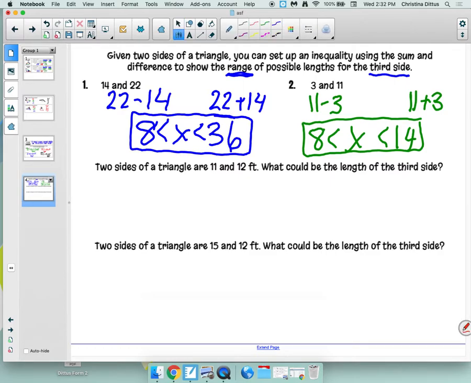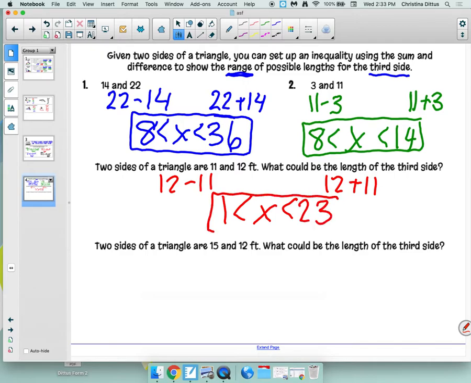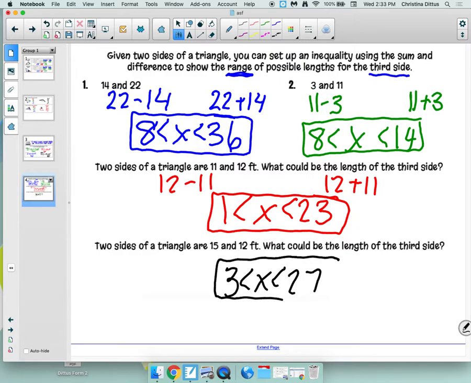Alright, what's my low end here? 1. Wait, what? Okay, together. And then what's the high end? 23. Why am I confused? I subtracted them like we did up there. I put 23 and then wrote it backwards.